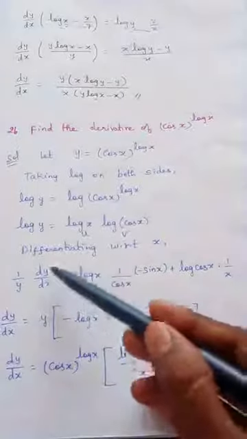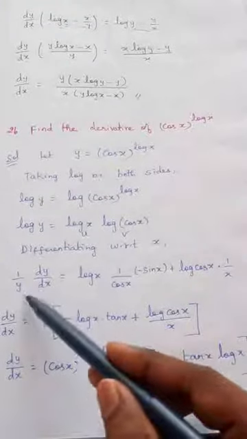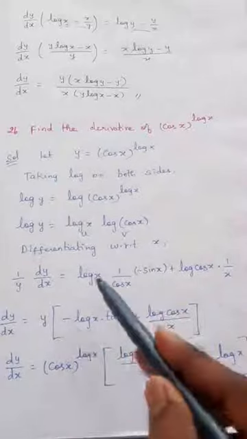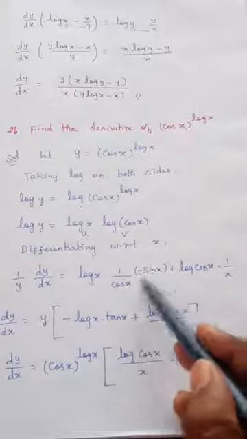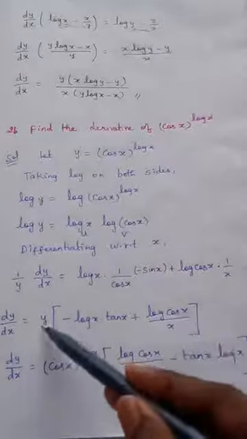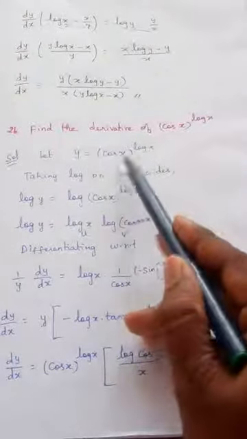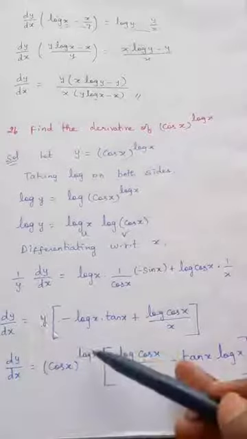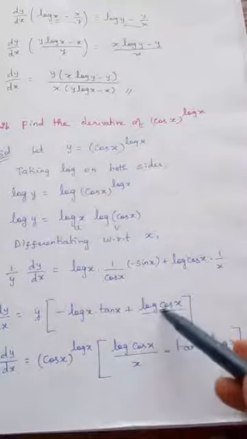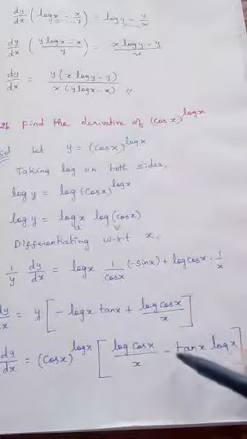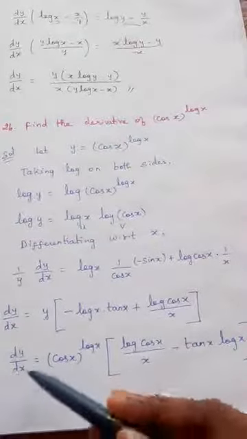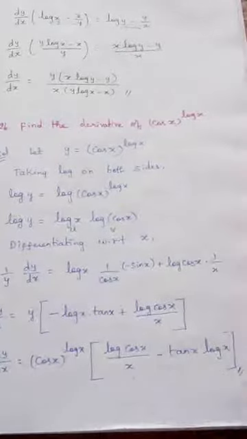Now what we want actually? We want dy by dx. So dy by dx equals, just take this y to the other side. y into (minus log x sin by cos, which is tan x, plus log cos x by x). What is y actually? Cos x to the power of log x. Substitute that: cos x to the power of log x into, since this is the positive term, writing that first, (log cos x by x minus tan x into log x). So this is the answer for the derivative, dy by dx.